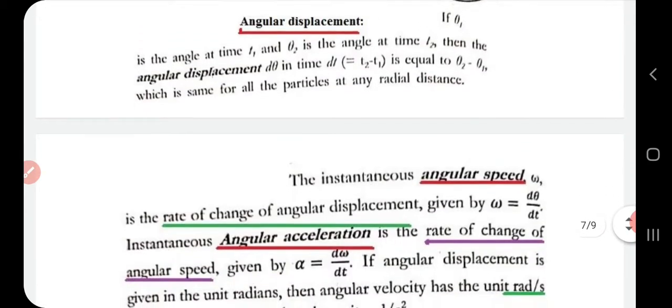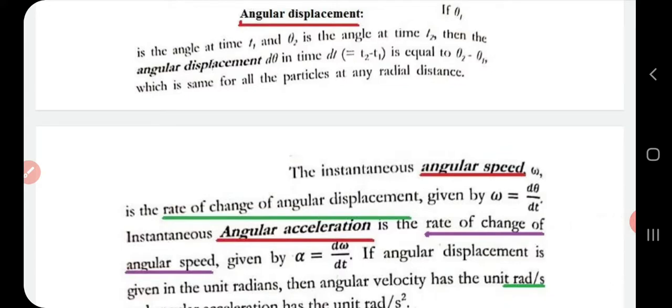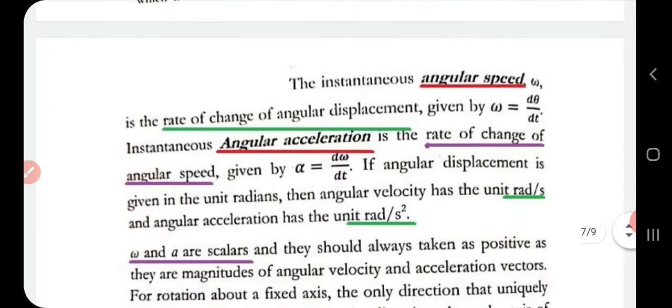So the first definition is angular displacement. Let us see what it is. If theta 1 is the angle at time t1 and theta 2 is the angle at time t2, then the angular displacement d theta in time dt, that is t2 minus t1, is equal to theta 2 minus theta 1, and that will be the same for all particles at any radial distance. So that is the first definition, angular displacement. So study the definition.